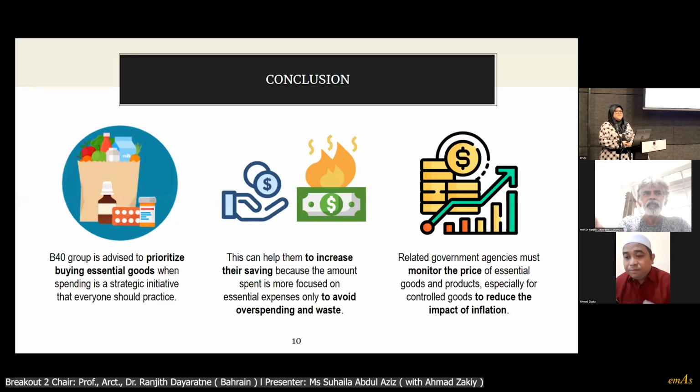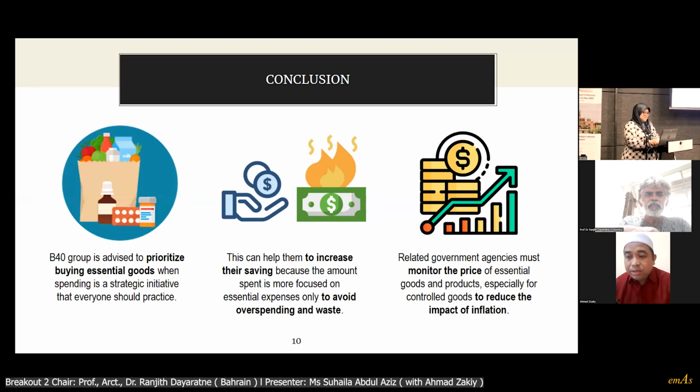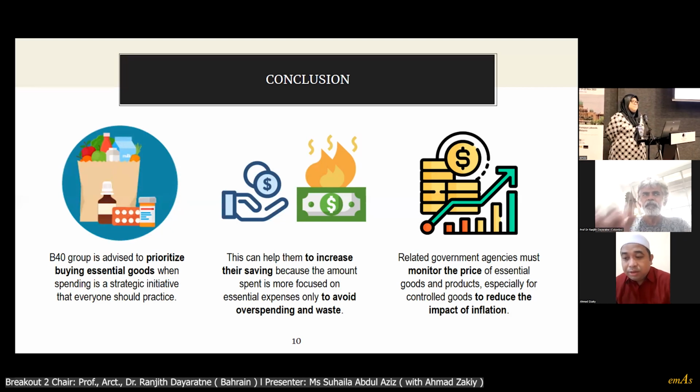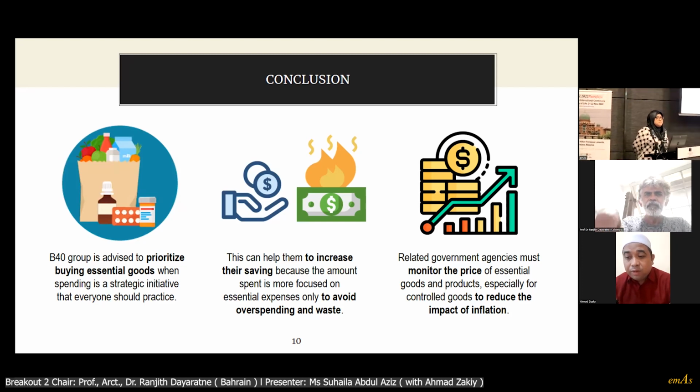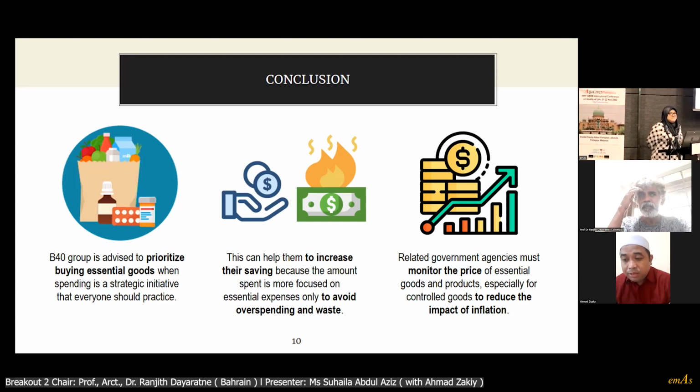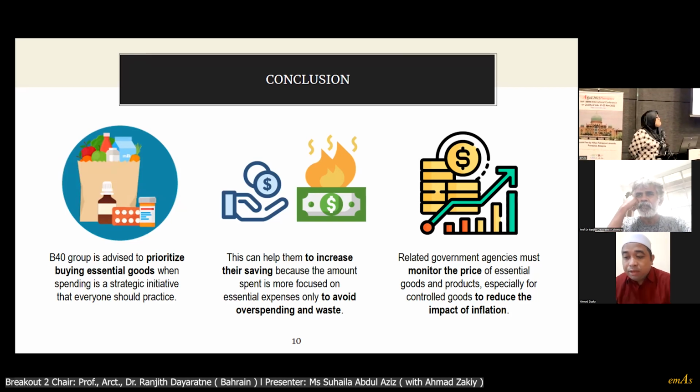The B40 group is advised to prioritize buying essential goods when spending. It is a strategic initiative that everyone should practice. Maybe it's not easy, but we still have to try. This can help them to increase their savings because the amount spent is more focused on essential expenses only, to avoid overspending and waste. Related government agencies must monitor the price of essential goods and products, especially controlled goods, to reduce the impact of inflation.